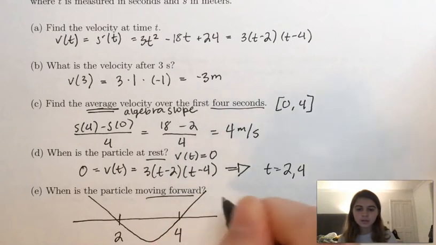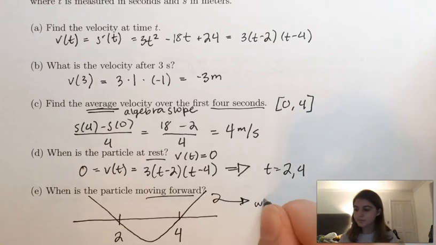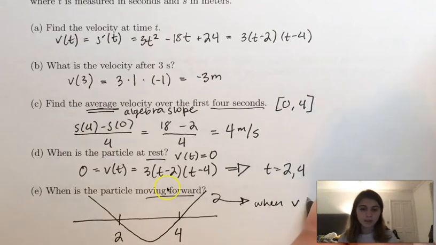And so to know when it's moving forward, that's a positive velocity. Because remember, velocity indicates direction too, so positive velocity is forward, and a negative velocity is backward. So we're just looking for when the velocity is positive. And remember, this is a velocity sign chart. So when v is greater than 0, I'll move.